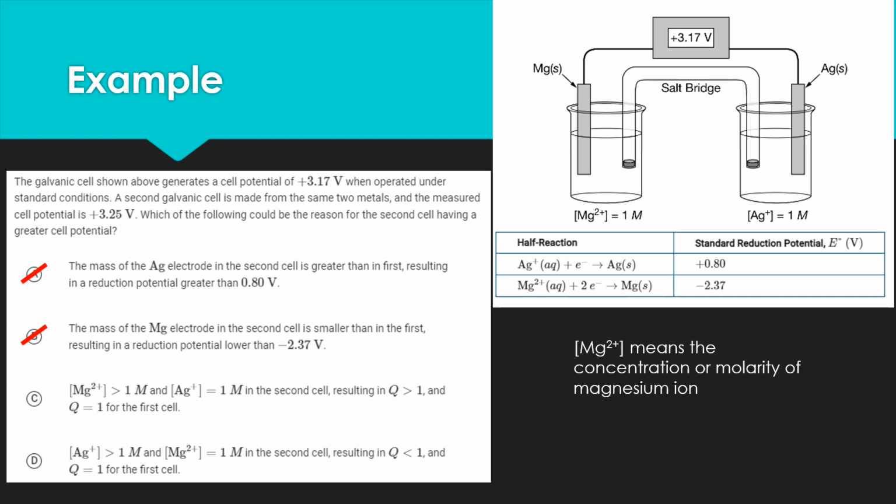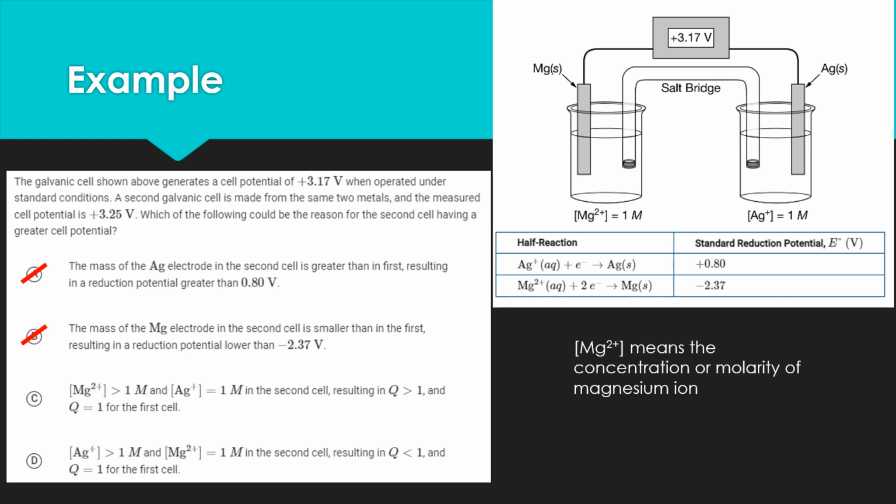So when we read letter C, it says the concentration of magnesium ion is greater than 1 molar. So we're increasing that concentration of magnesium. And silver is 1 molar, so we're keeping the silver the same in the second cell. So we're changing that concentration of one of the ions.